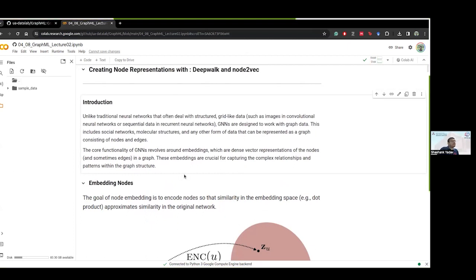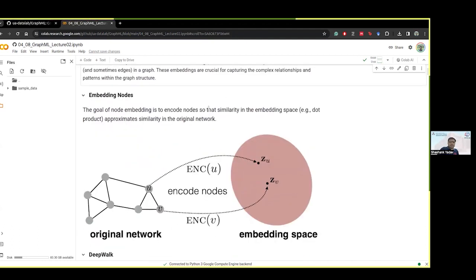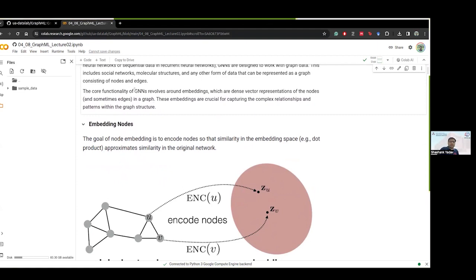Similar to last time, we were discussing why graph learning is needed, and traditional neural networks probably don't understand graph or connected data. So that's why we need to develop graph networks, which work on social networks or molecular structures or any form of data which can be represented using graphs consisting of nodes and edges. The core functionality of any graph machine learning problem, be it node classification or link classification or graph classification, or the unsupervised way in which you cluster nodes on graphs, has to go through node embeddings. The core functionality of graph neural networks revolves around embeddings, which are dense vector representations of the nodes. And these embeddings are significantly important for capturing the complex relationships between the nodes in the graph.